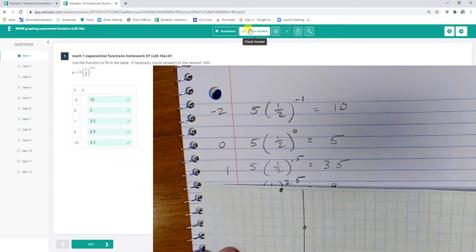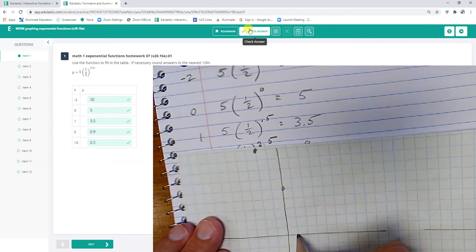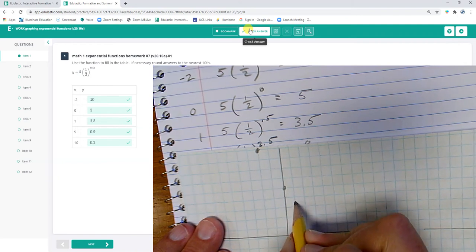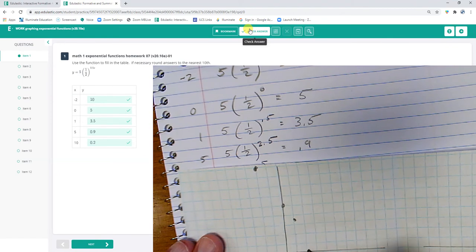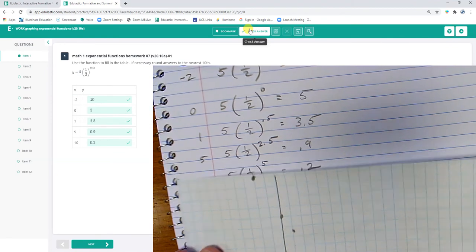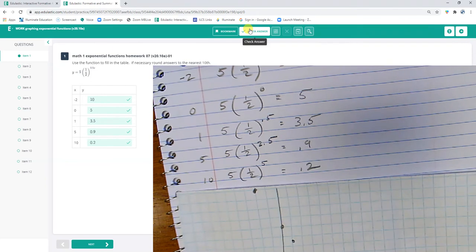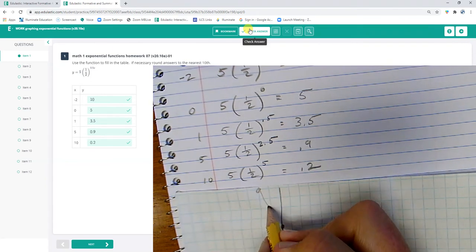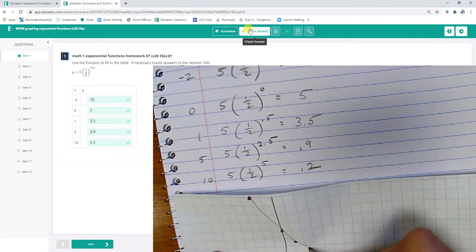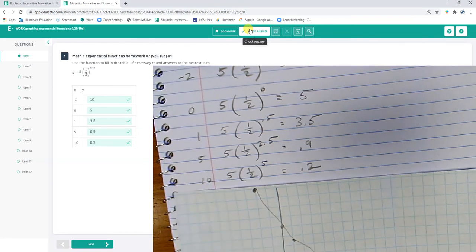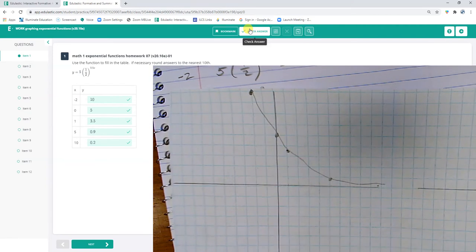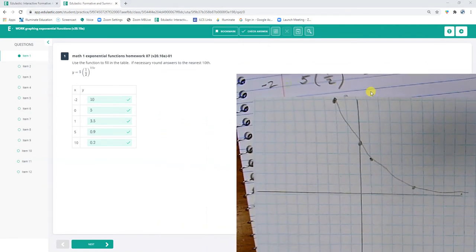When I put in a 1, out comes a 3.5. 1, 3.5. When I put in a 5, out comes a 0.9. 1, 2, 3, 4, 5. 0.9, which is right about there. And when I put in a 10, it's practically on the x-axis. So I get this curve that kind of looks like this. It's not perfect, but let's see how I did.